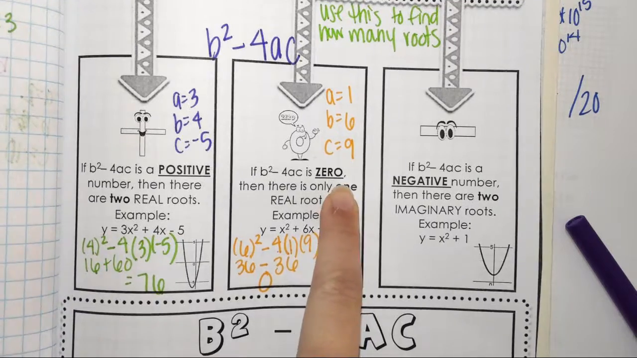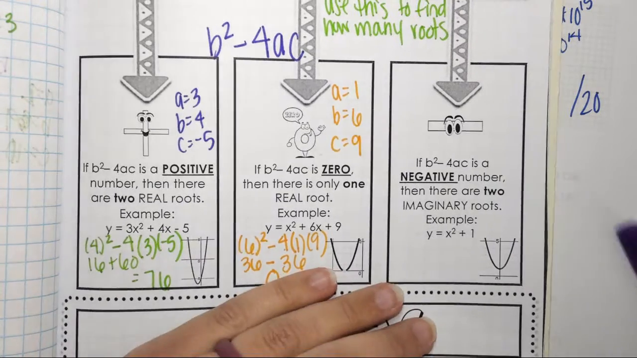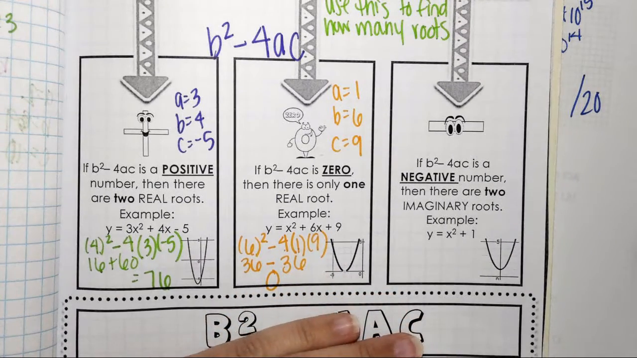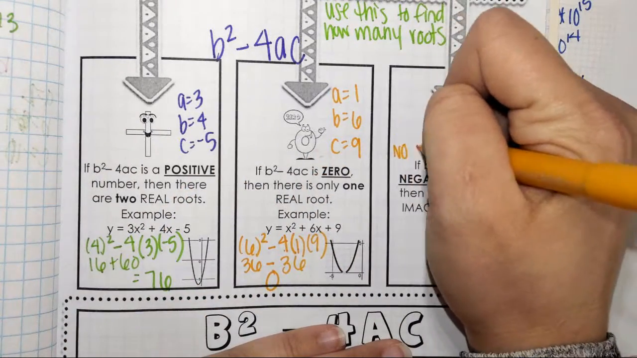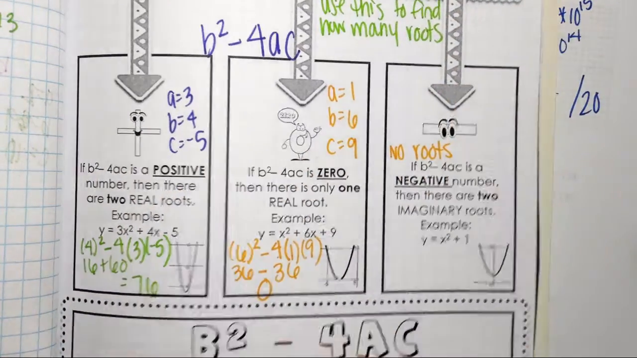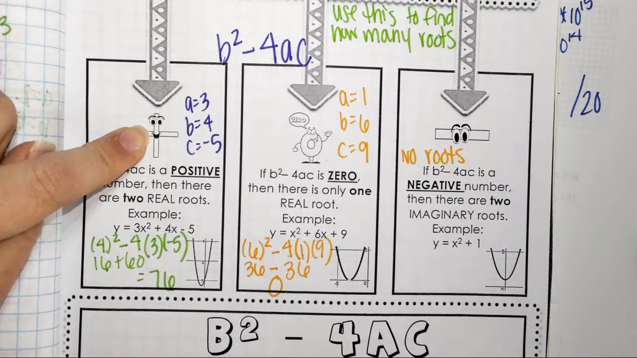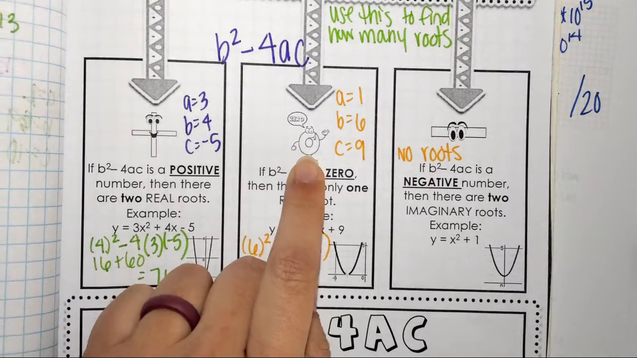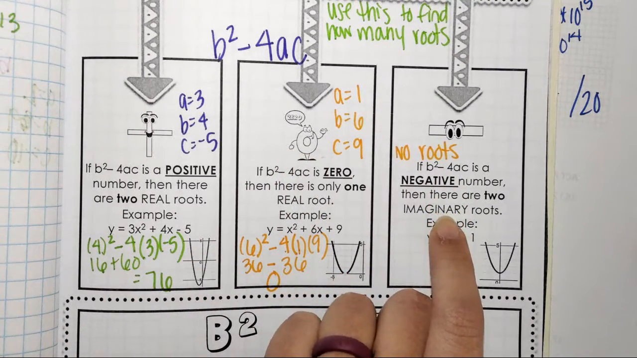Can we read our square? Now, if b squared minus 4ac is a negative number, then there are 2 imaginary roots. So does it cross the x-axis at all? No. So this means no real roots. So if it's positive, we have how many roots? If it's 0, we have how many roots? And if we have negative, how many roots?